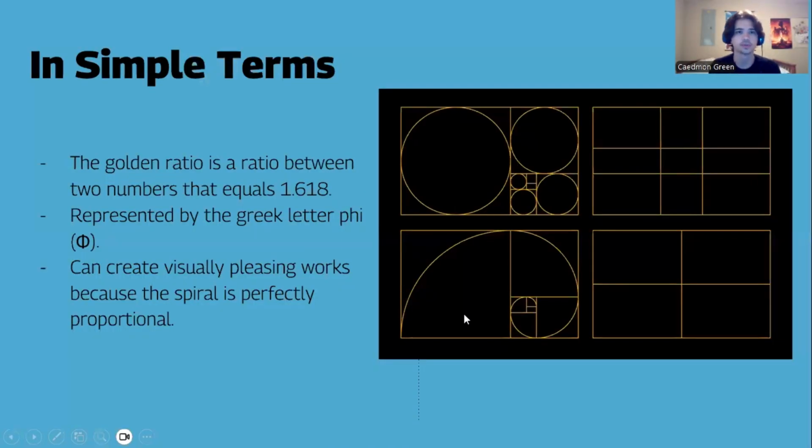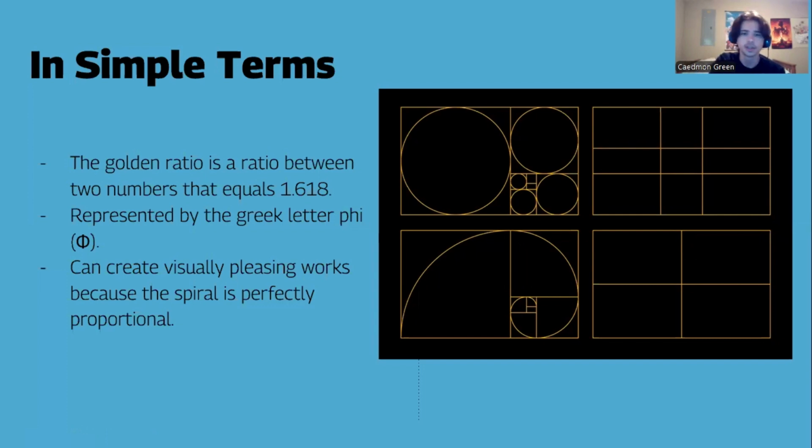In really simple general terms, the golden ratio is a ratio between two numbers that equals 1.618. That's the number, that's the golden ratio. That's what you're looking for right there. It's usually represented by the Greek letter phi, which is this little circle guy right there. And a lot of artists say that it can create visually pleasing works because the spiral is proportional and it's natural because it's just math. And then our human brains are really drawn to it. Some artists swear by it, some artists don't really. It's also used in graphic design a lot.